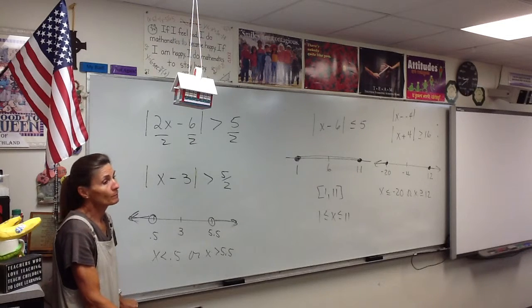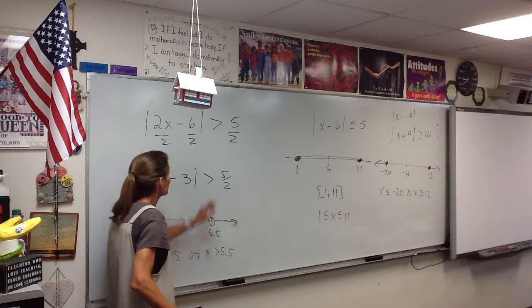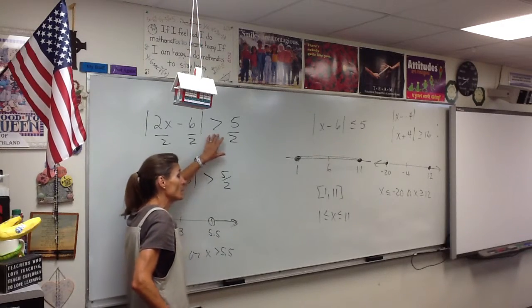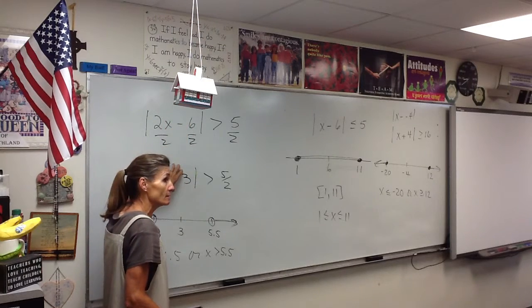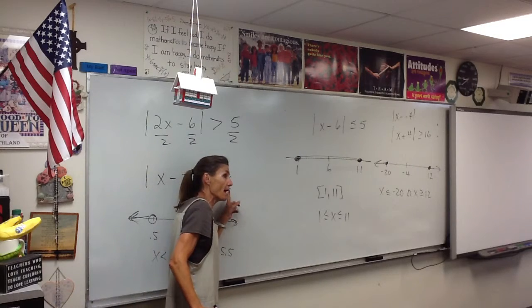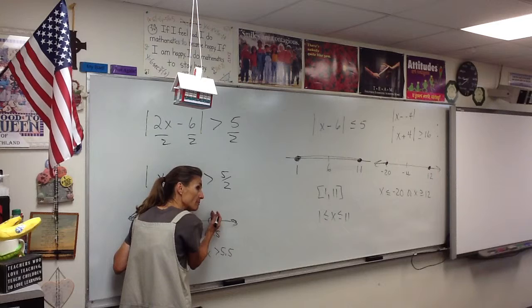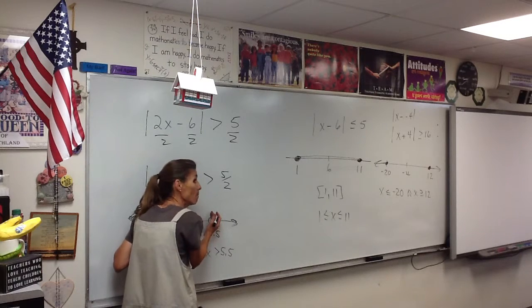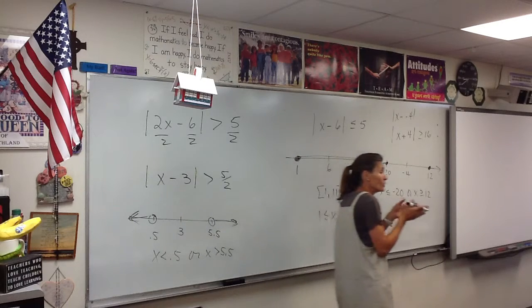Bailey? You have to pay attention to this sign. Remember, this says the distance between these two numbers is more than 2.5. Here's where the distance is exactly 2.5. If you want to be more than 2.5, you've got to push out. Less than 2.5 would be in between.